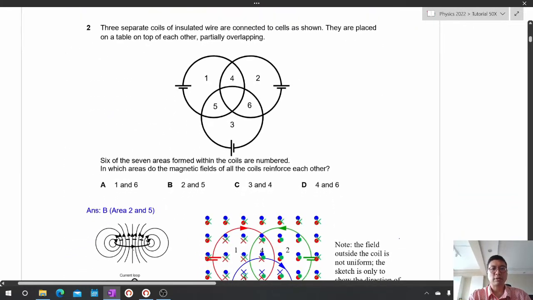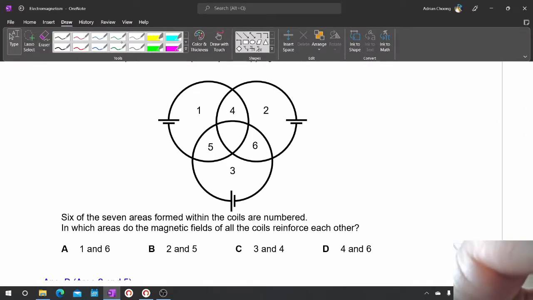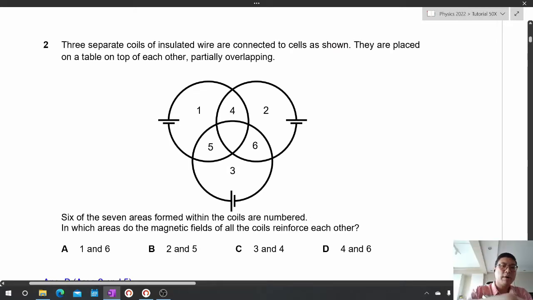3 separate coils of insulated wire are connected to cells as shown. They are placed partially overlapping. Now in order to find out how the magnetic fields move around the coils, let's use 3 different color pens. Now for the coil that's on this side, using our right hand grip rule, we can tell that the magnetic field in regions 1, 4 and 5 is going into the page.